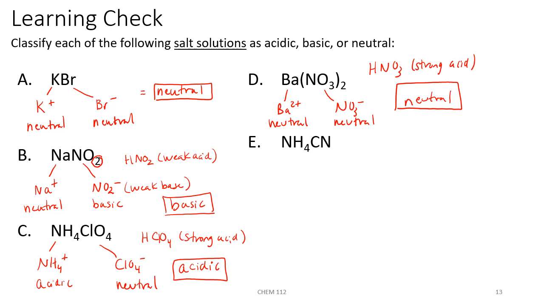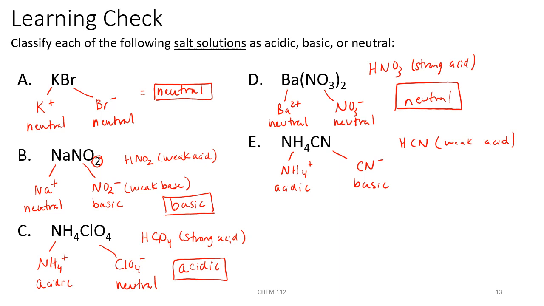And lastly, E is ammonium cyanide. So we have NH4 plus and then CN minus. NH4 plus is a weak acid itself, the ammonium ion, so this will contribute acidic properties to the solution. And cyanide comes from hydrocyanic acid, HCN, which is a weak acid. So the conjugate base, CN minus, is a weak base. It'll contribute basic properties. So now we have something that contributes acidic properties and something that contributes basic properties. We have to decide who's going to win.